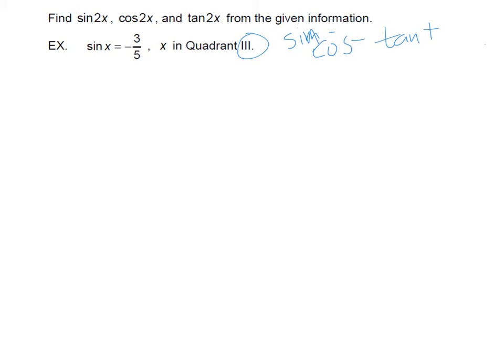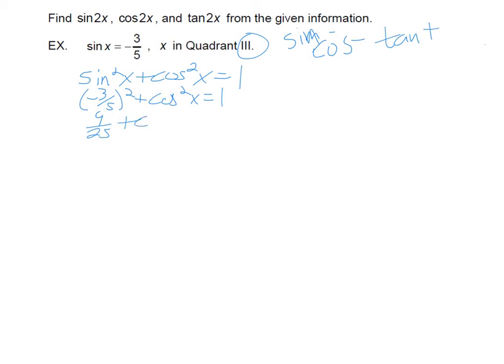So to find cosine, we can use the identity sine squared plus cosine squared equals 1. We have sine, it's -3/5, so -3/5 squared plus cosine squared equals 1. 3/5 squared would be 9/25 plus cosine squared. And I know I'm going to have to subtract fractions, so let's go ahead and get our common denominator. 1 is 25/25. Subtract 9/25. 25 minus 9 is 16.